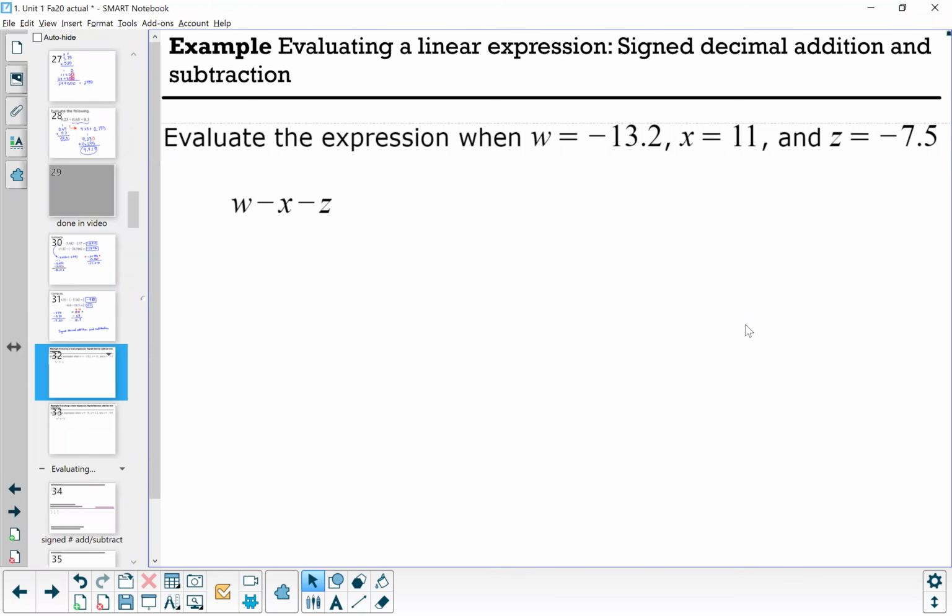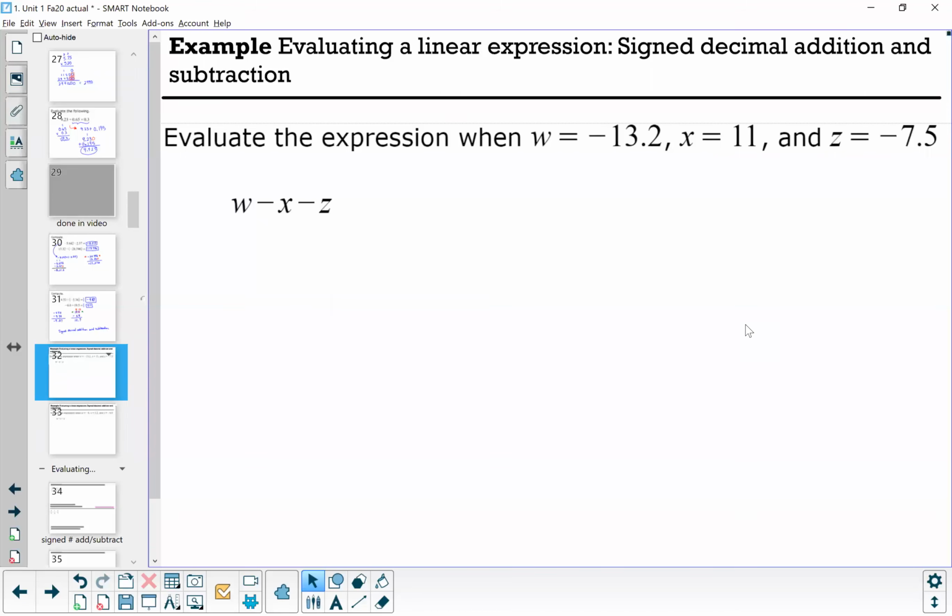All right, we're going to evaluate this expression here, w minus x minus z, and we're going to substitute the value for w, which is negative 13.2, for x is 11, and for z is negative 7.5. And I'm going to be very careful to use parentheses when I'm substituting my negative values. You can always use parentheses, but especially when you're doing negative values.